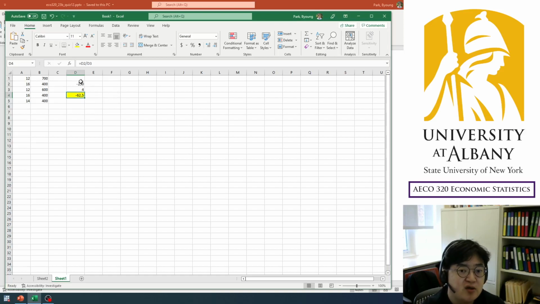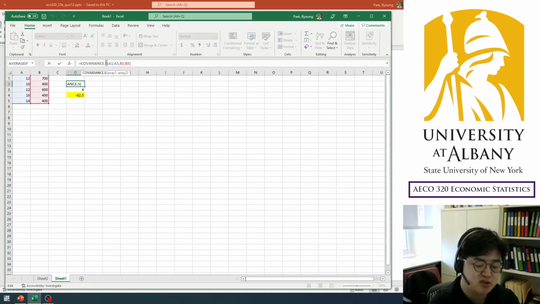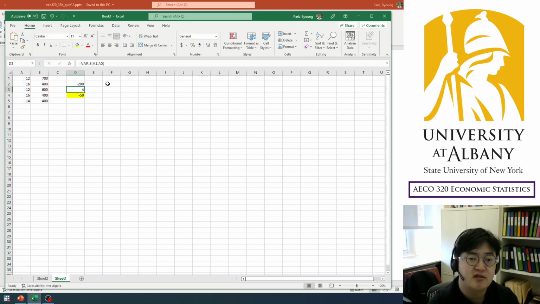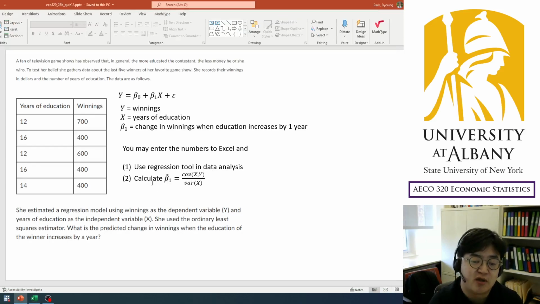By the way, when you calculate the covariance and variance, one thing you have to be careful about is to match the formula. Here, I use the sample covariance and sample variance formula. But if you use population covariance, then you need to use population variance too. As long as you match the formula, your result must be the same. So either way, you can calculate beta 1. Okay, that is question number 1.